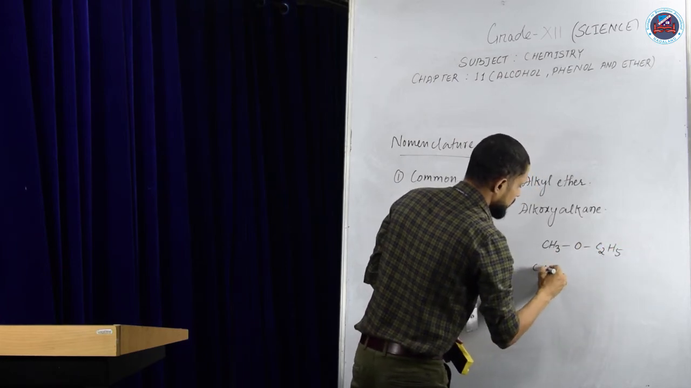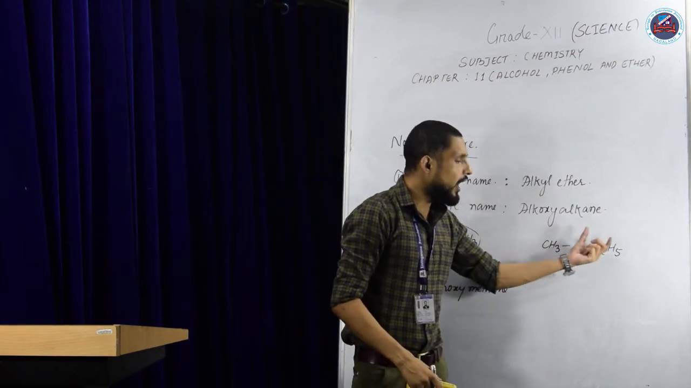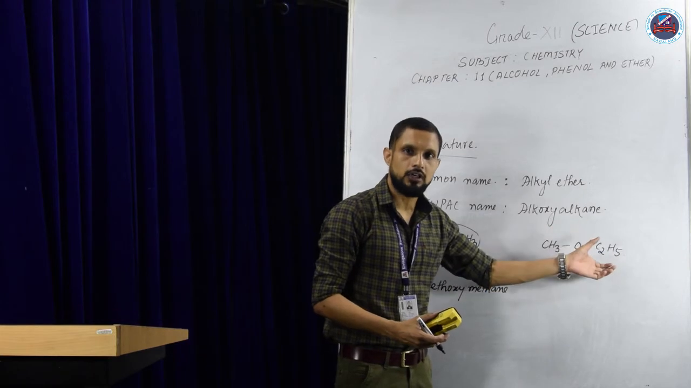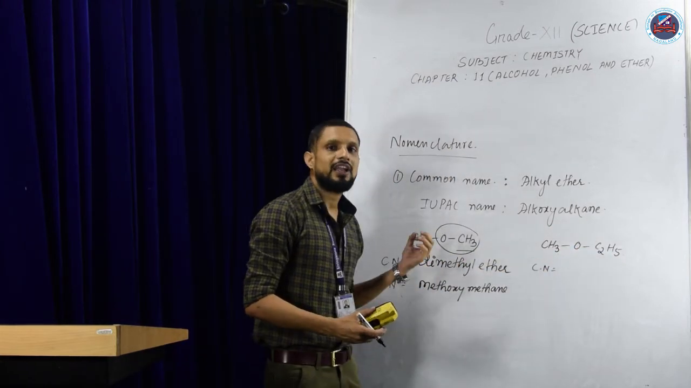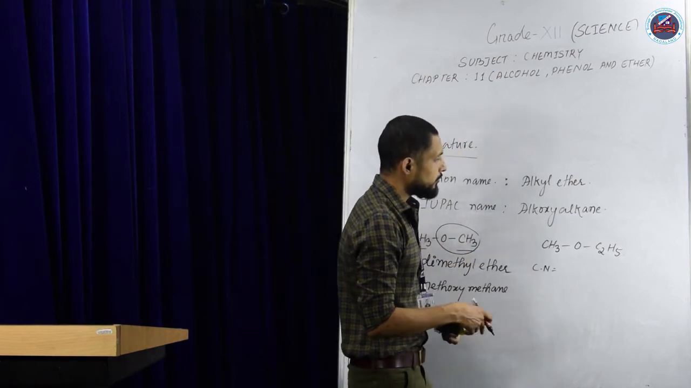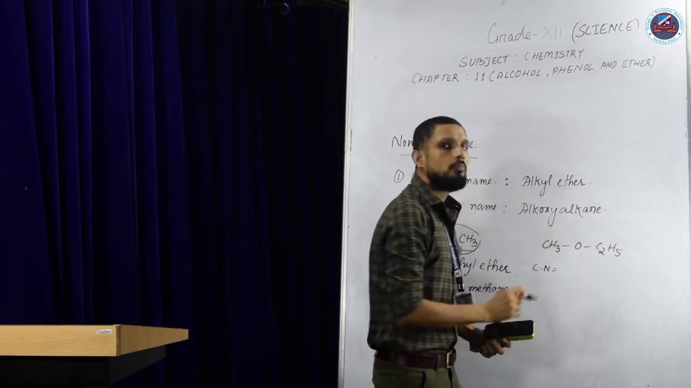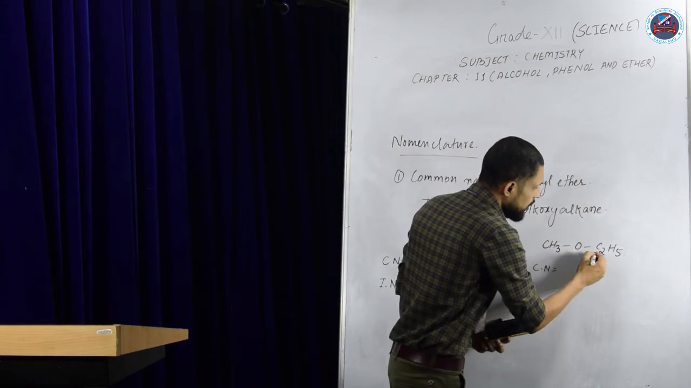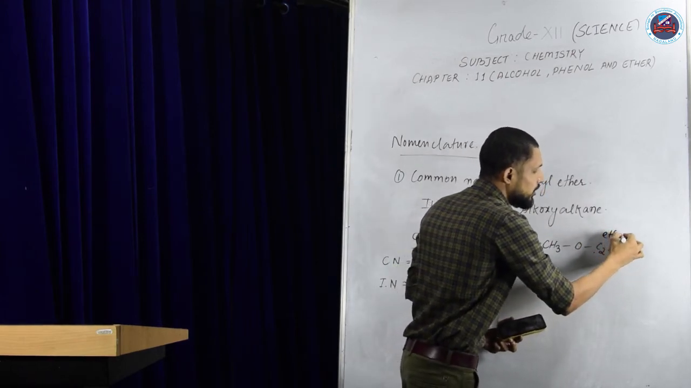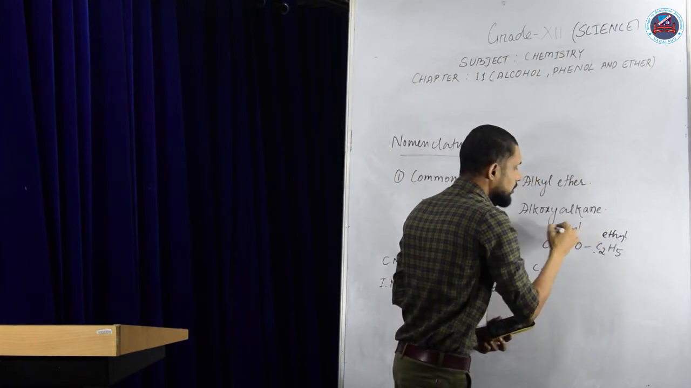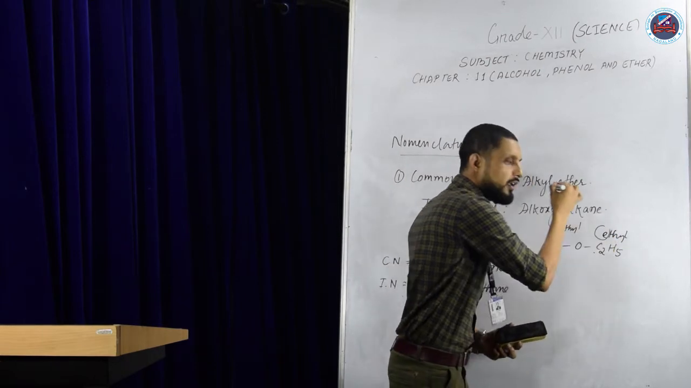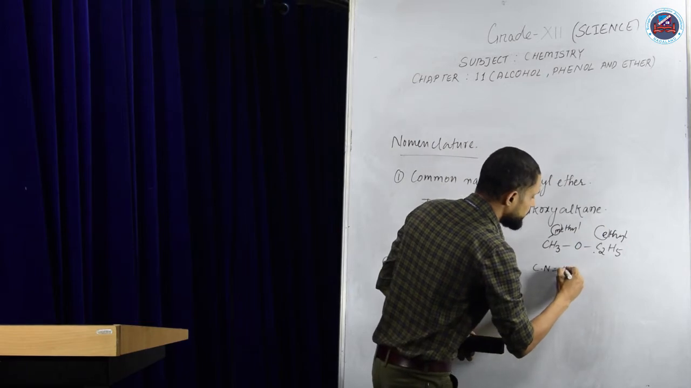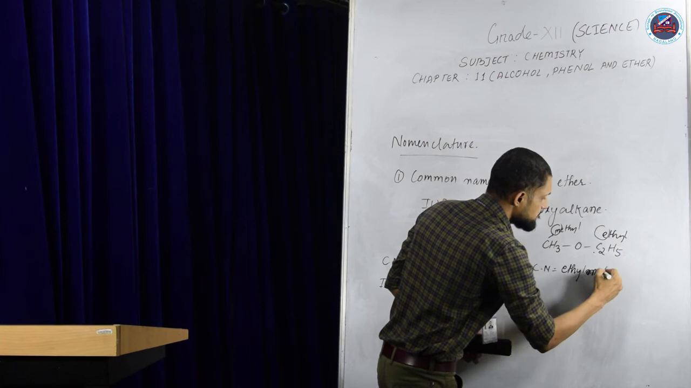CH3OC2H5. Now here, the alkyl groups are different. CH3, C2H5. Now when we have different types of alkyl group, we cannot use prefix like di, tri, tetra. So in this case, we have to write the names of both the alkyl groups. And the names will be written in alphabetical order. C2H5 is known as ethyl. CH3 is known as methyl. So methyl M, ethyl E. Alphabetically, ethyl will come before methyl. So the common name for this ether is ethyl methyl ether.